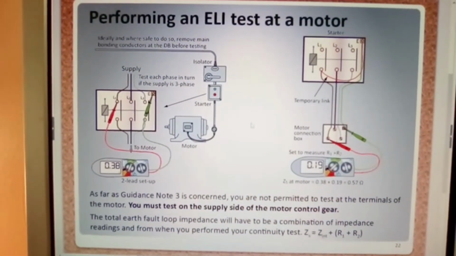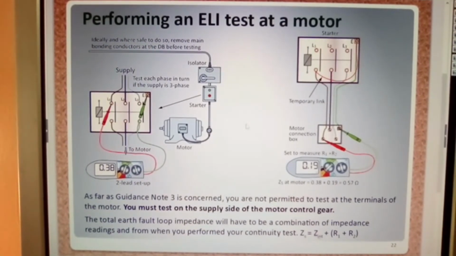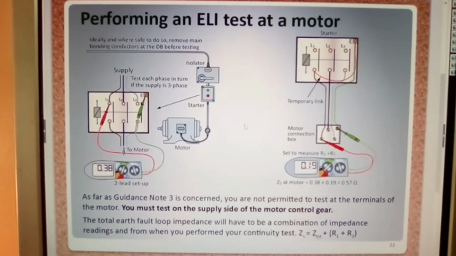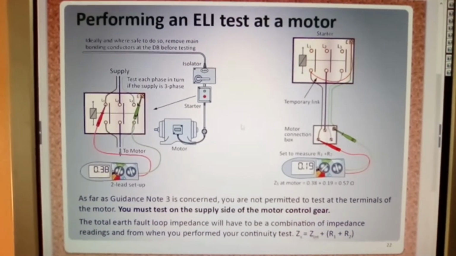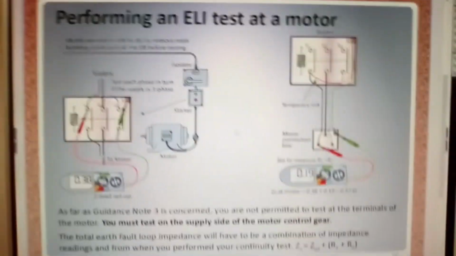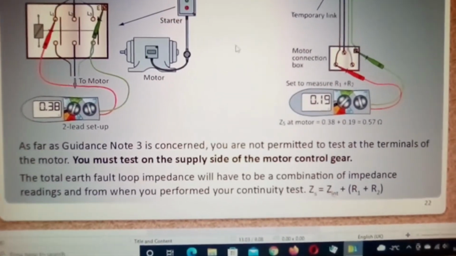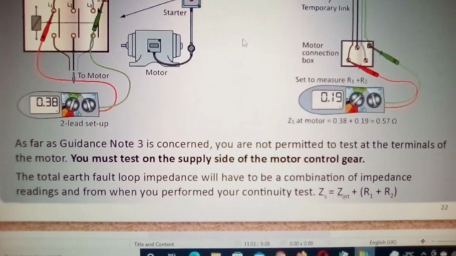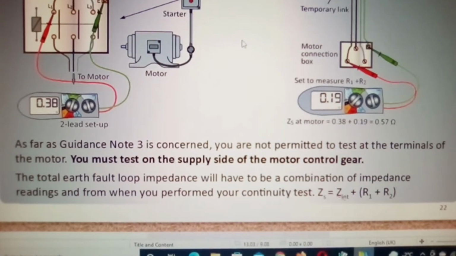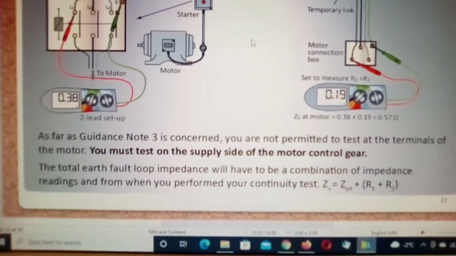Now again here you just perform a loop impedance test. And again, look at the formulas below here, which is down here. That's the formula you will need to apply to calculate the values.